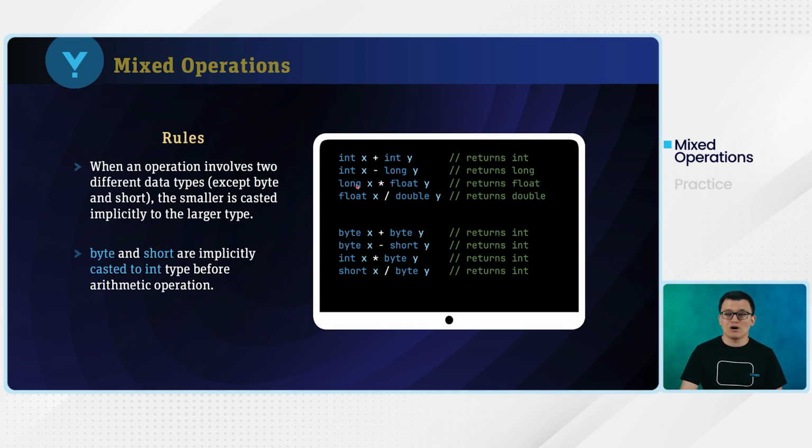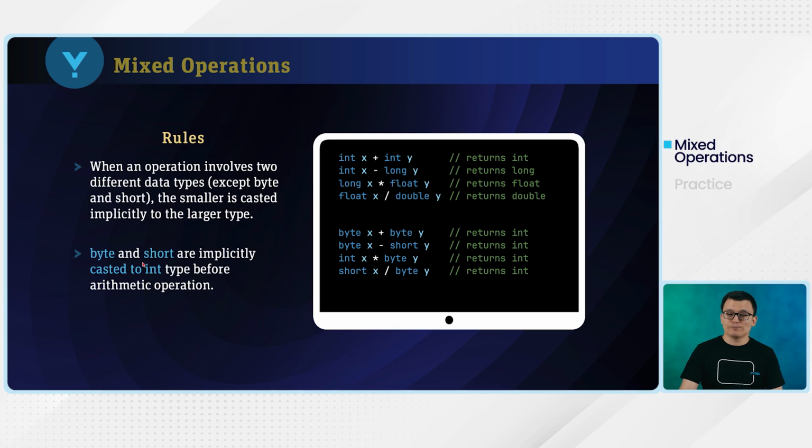And if you have long variable x multiplied by float variable y, in terms of range of value, float is larger than long. So therefore, the result will be float at the end, because long is casted to float in the calculation. And if you have float divided by double, then the return value at the end will be double, because float will be implicitly casted to the double type.